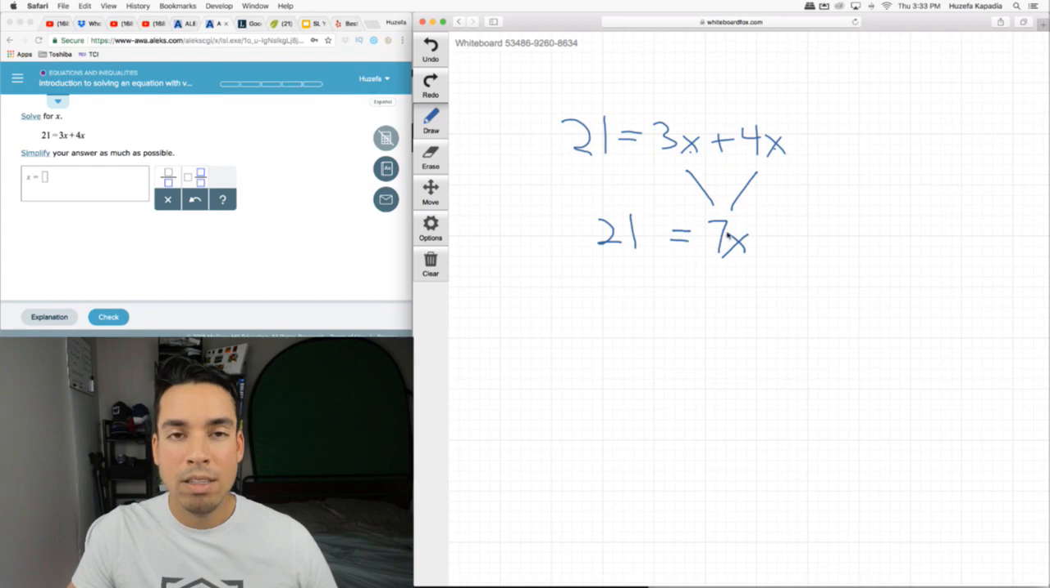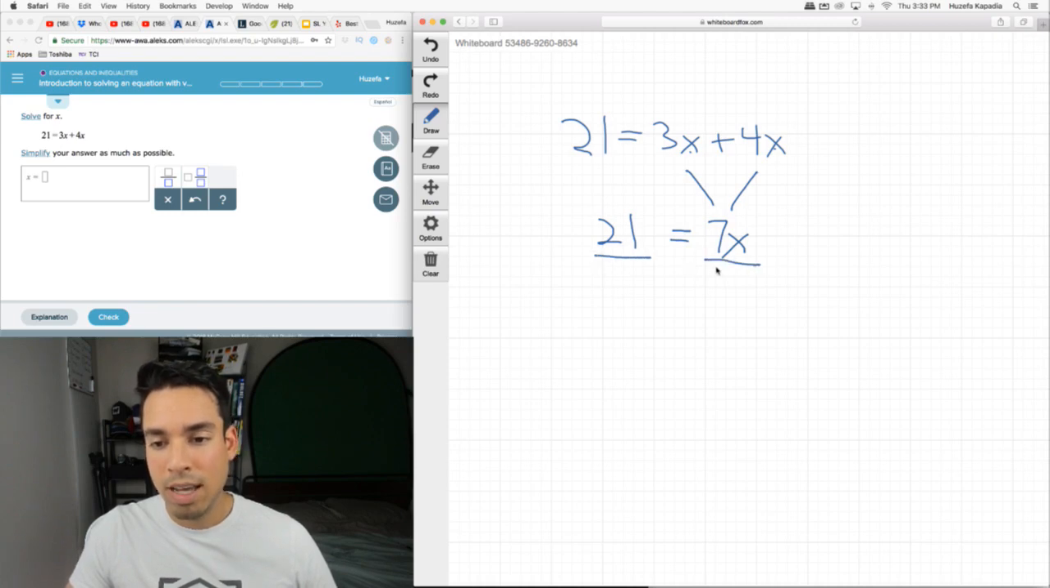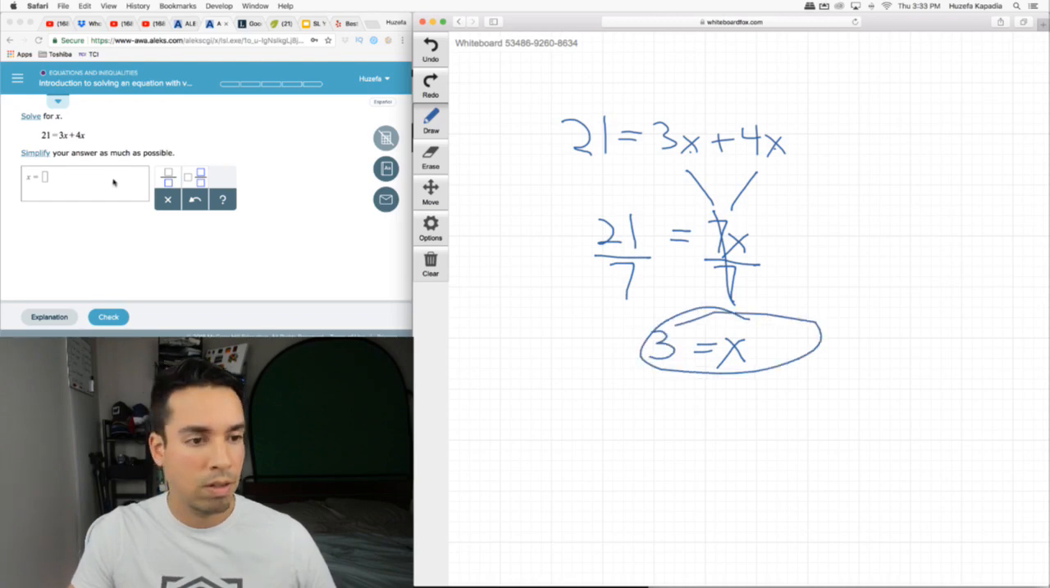Then we isolate. Now we've got one X next to a seven. We need to get rid of that seven. Well, what's the seven doing to the X? Multiplying. The opposite or inverse of that is dividing by seven. Divide both sides by seven. This turns into one X, which is just X equals 21 divided by 7, which is 3.